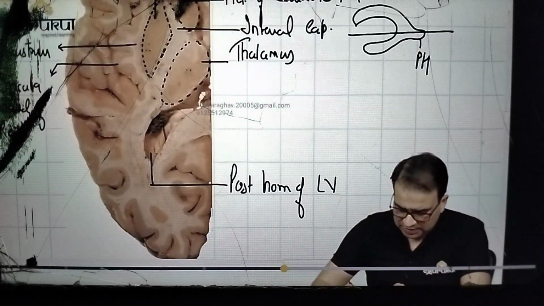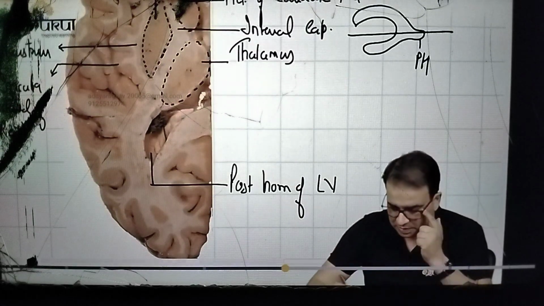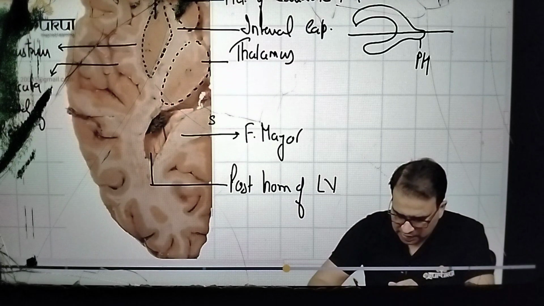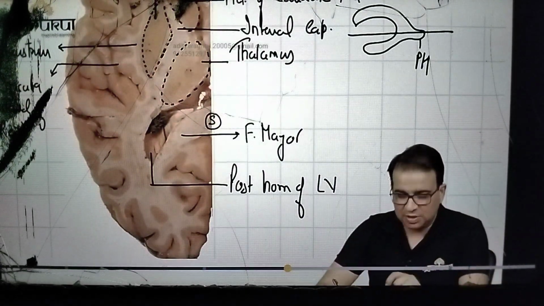Now these fibers which are running backward here, medial to the posterior horn, these fibers are called as forceps major fiber. Look at this white matter bundle, it will be coming from the splenium of the corpus callosum. From the splenium of corpus callosum, the fiber will go backward to connect the occipital lobe. This is called as a forceps major, and forceps major, please mind it, it is present medial to the posterior horn.